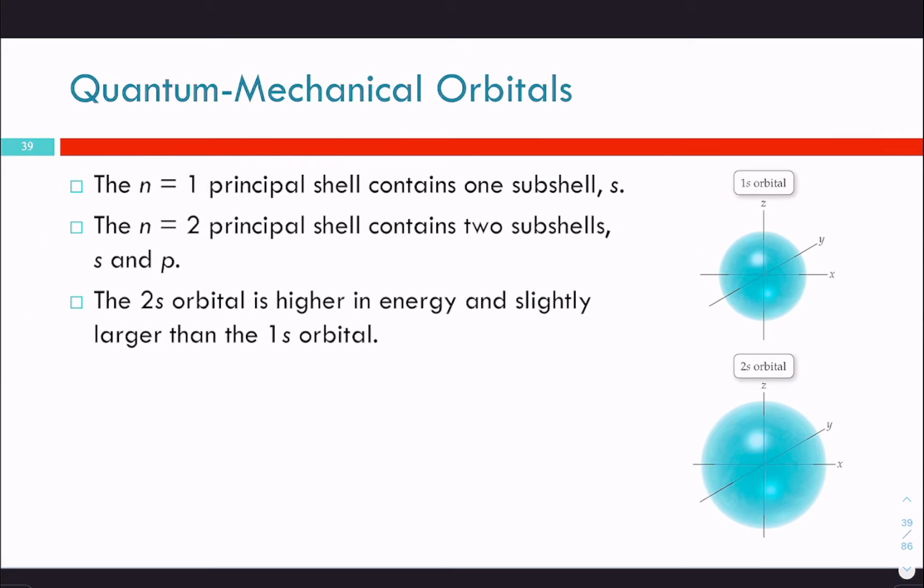And then we note which energy level by n equals 1, n equals 2. So here, the 1s orbital, that's n equals 1, an s orbital. The 2s orbital is n equals 2, an s orbital. So if you go up to n equals 3, it would be 3s.